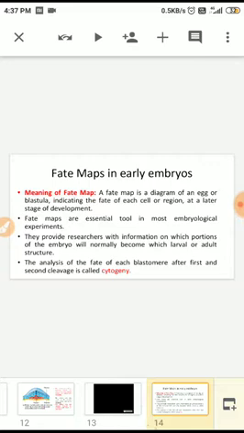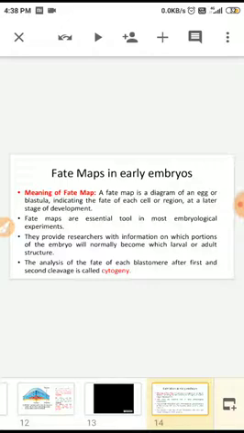Fate maps in early embryos. Meaning of fate map: a fate map is a diagram of an egg or blastula that indicates the fate of each cell or region at a later stage of development. Fate maps are an essential tool in most embryological experiments.